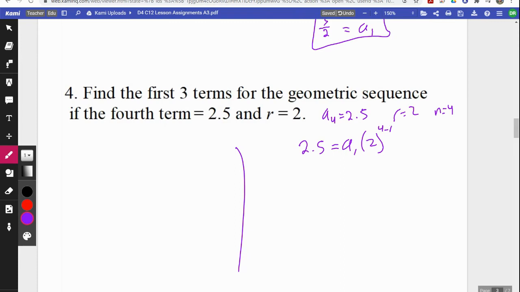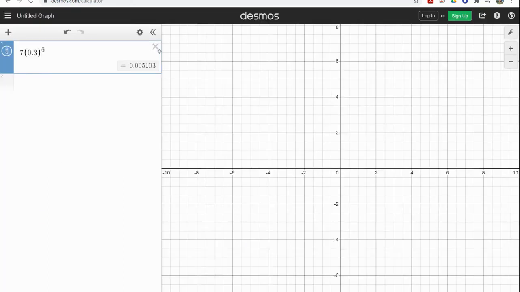4 minus 1 is going to be 3. 2 to the 3rd is 8, so a sub 1 times 8 equals 2.5. We'll divide by 8, and without overthinking it, let's just use a calculator. 2.5 divided by 8 is 0.3125, or 5/16.